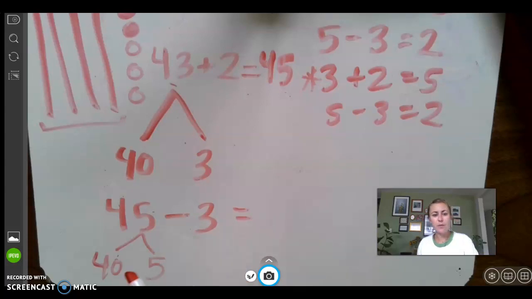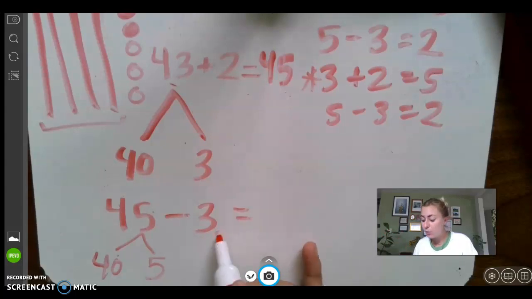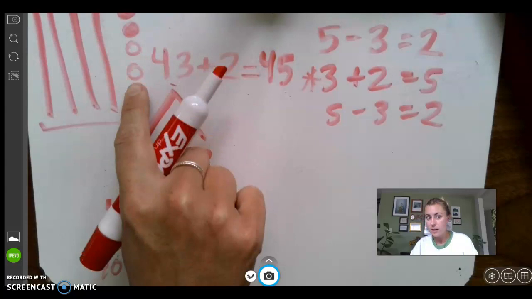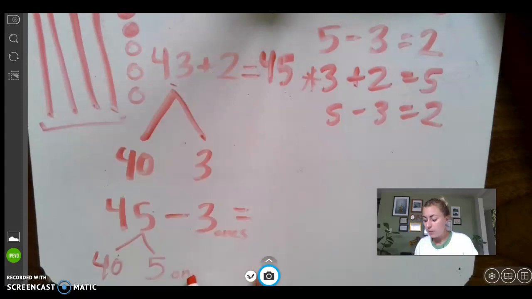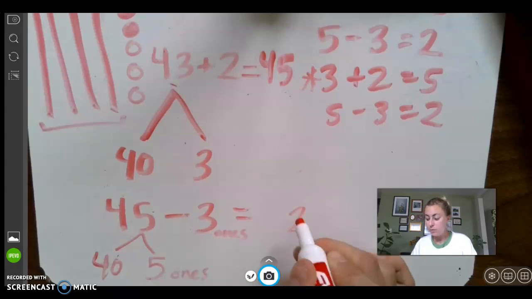Should I take 3 away from 40 or should I take 3 away from 5? Which one is the like unit? I'm going to take 3 away from 5 because I'm taking 3 ones, like this, away from 5 ones. My 40 stays exactly the same. Now I know 5 minus 3 is 2.